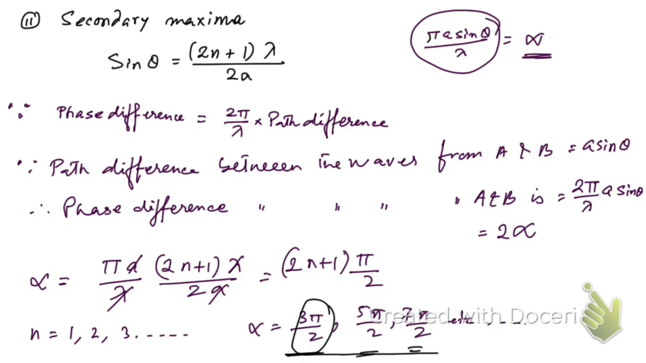These are the points where we're going to get the secondary maxima. This is the first secondary, this is the second secondary, and this is the third secondary maxima. Hope you have understood this, right? Now for these values, what is going to be the intensity? Let me copy these values of alpha.